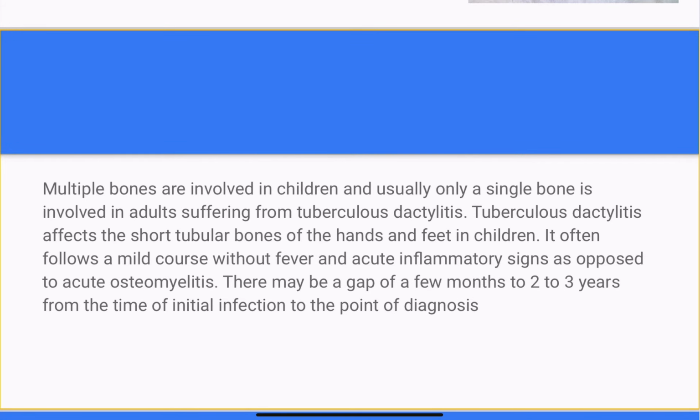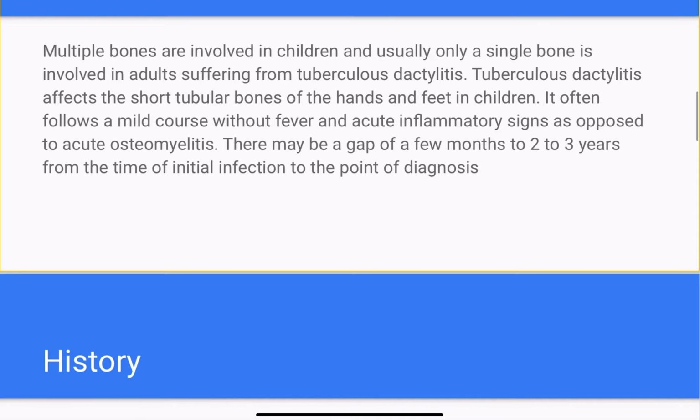Multiple bones are involved in children, and usually a single bone is involved in adults suffering from tuberculous dactylitis. Tuberculous dactylitis affects the short tubular bones of the hands and the feet in children. It often follows a mild course without fever and acute inflammatory signs, as opposed to acute osteomyelitis. There may be a gap of a few months to 2 to 3 years from the time of initial infection to the point of diagnosis.